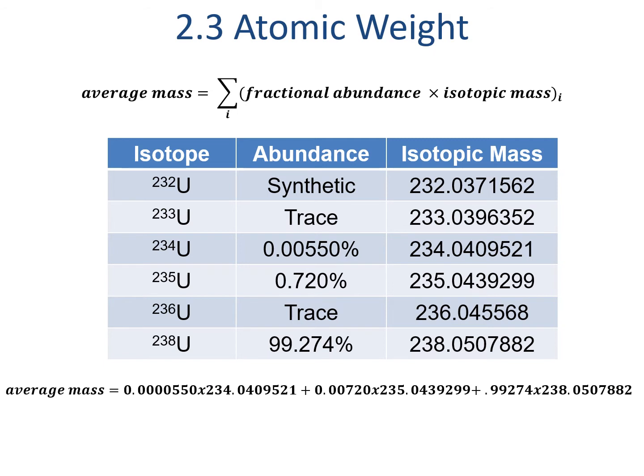Notice that for elements that are trace or synthetic, I didn't include the calculation, since their abundance is essentially 0. If you have a periodic table or the internet, you should be able to check your calculation fairly easily by searching for that specific element's listing. We got an average mass of uranium as 238.028. Look it up and see if it's right.